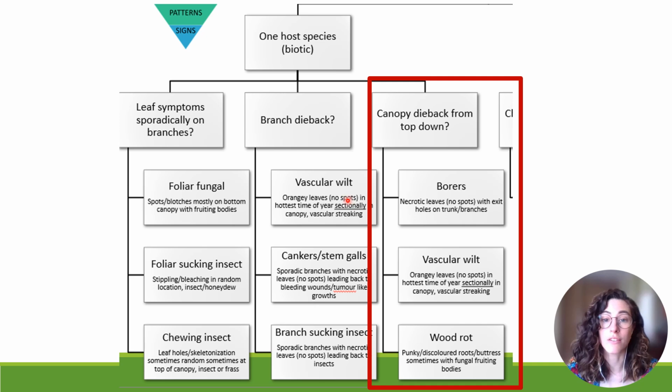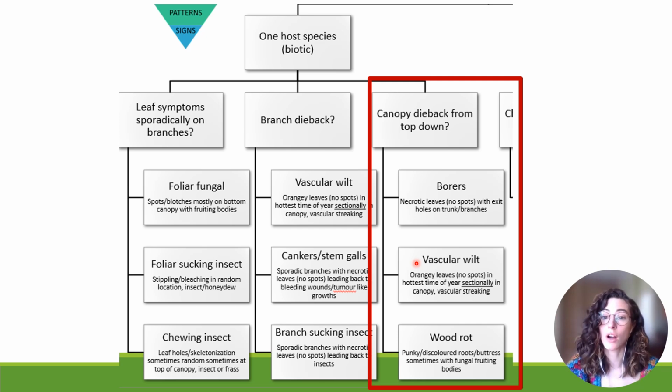For example, within our vascular wilt. So you'll see we actually have a double whammy here. Vascular wilts can start out wedge-shaped, working one branch, and then very quickly progress, within a year, sometimes a couple of weeks, to full canopy decline. So keep that in mind. Some of these things can be in both areas.